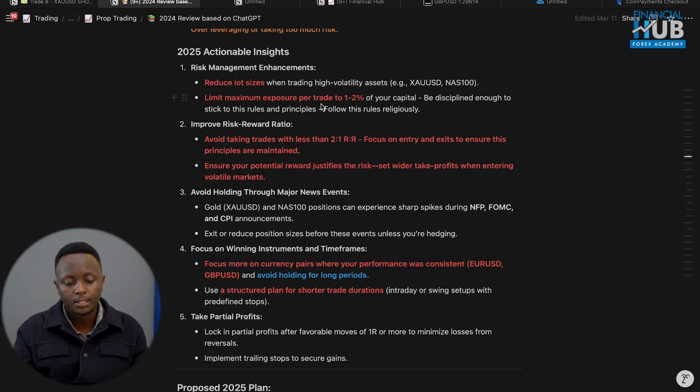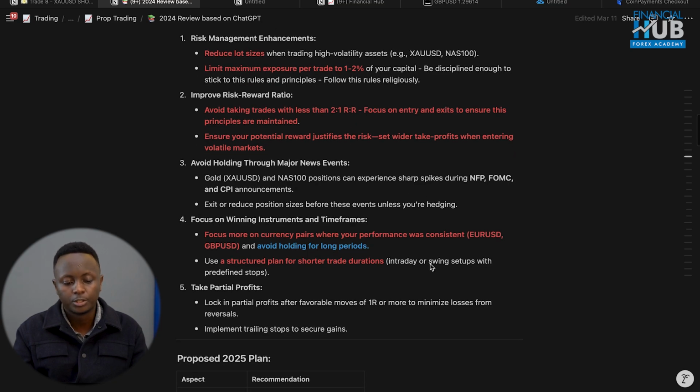So actionable insights: reduce lot sizes, improve risk reward ratio, avoid holding through major news, focus on winning instruments. So you can see, for me, it tells me you do well in some pairs, but other pairs you keep on trading them. You would do better if you focused on the pairs that you're good at. So that's a brief example of what ChatGPT can do if you feed it your data.